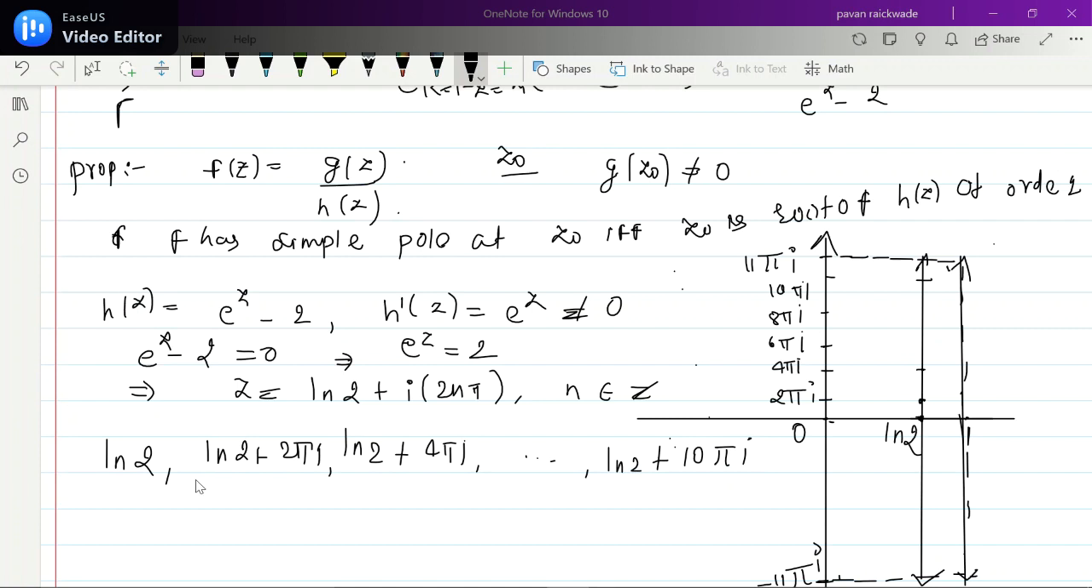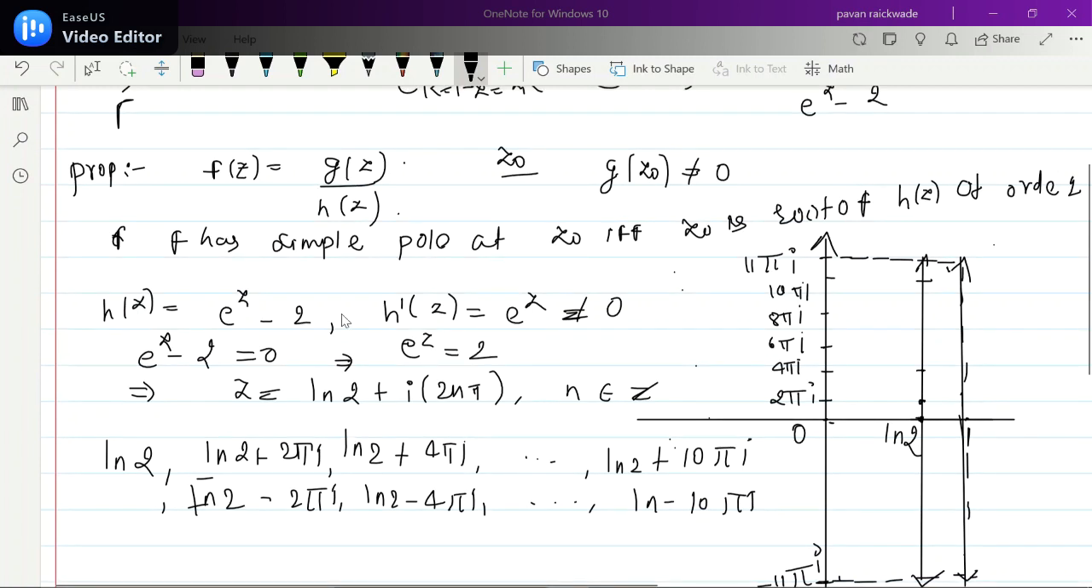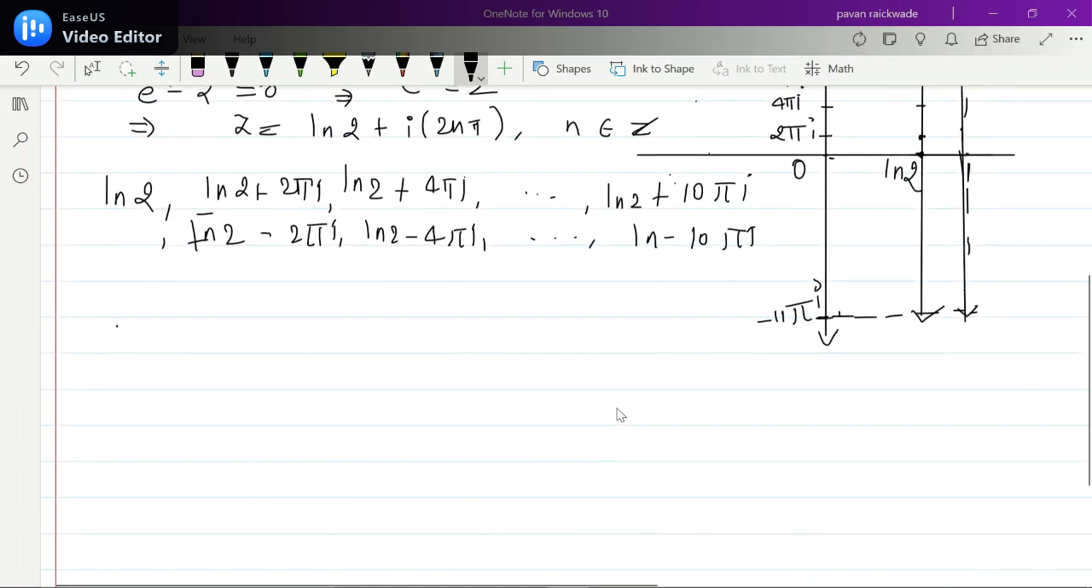Correct? So how many are there here? 1, and then 2, 4, 6, 8, 10. These 5 values, plus ln 2, and I can also go down, which gives ln 2 - 2πi, ln 2 - 4πi, similarly up to ln 2 - 10πi. So there are a total of 11 zeros of the denominator, so there are 11 simple poles.